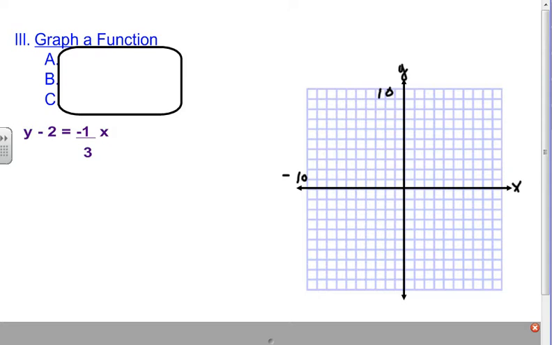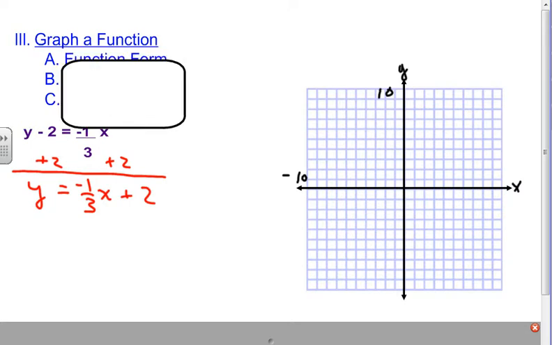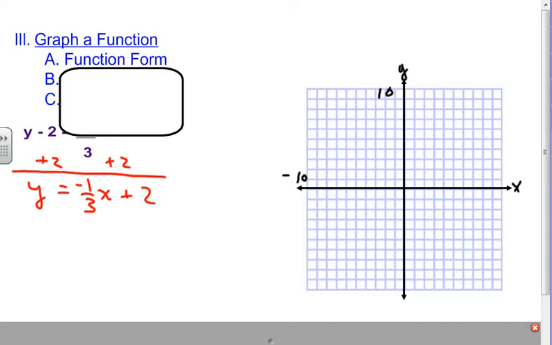So what do you have, or how did you isolate y? Added 2, added 2. And we have y equals what? Plus 2. Good. So isolated y value. That is the first step. And that's what it says here. Put it into function form.